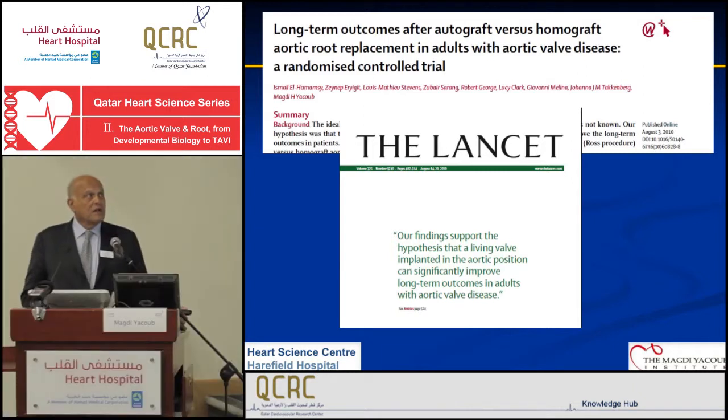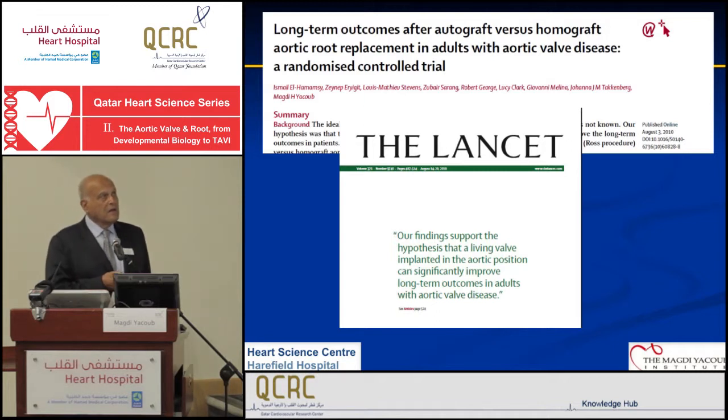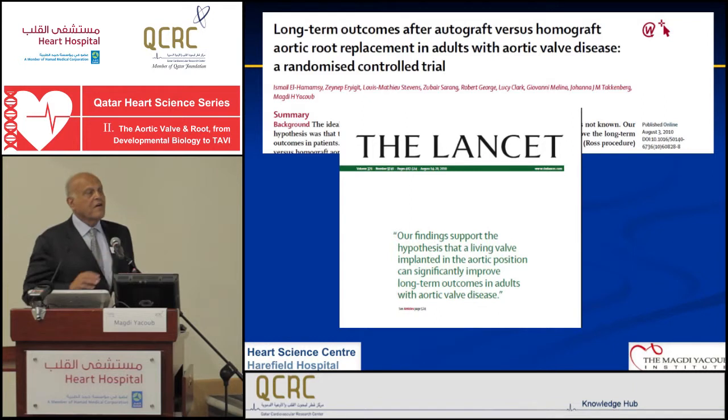Here we have actually compared the only valve which guarantees continued viability of the valve, which is the Ross operation, and we did in a randomized trial, and that was published in the Lancet, showing that, on the cover of the Lancet they put, "Our findings support the hypothesis that a living valve implanted in the aortic position can significantly improve long-term outcome in adults with aortic valve disease."